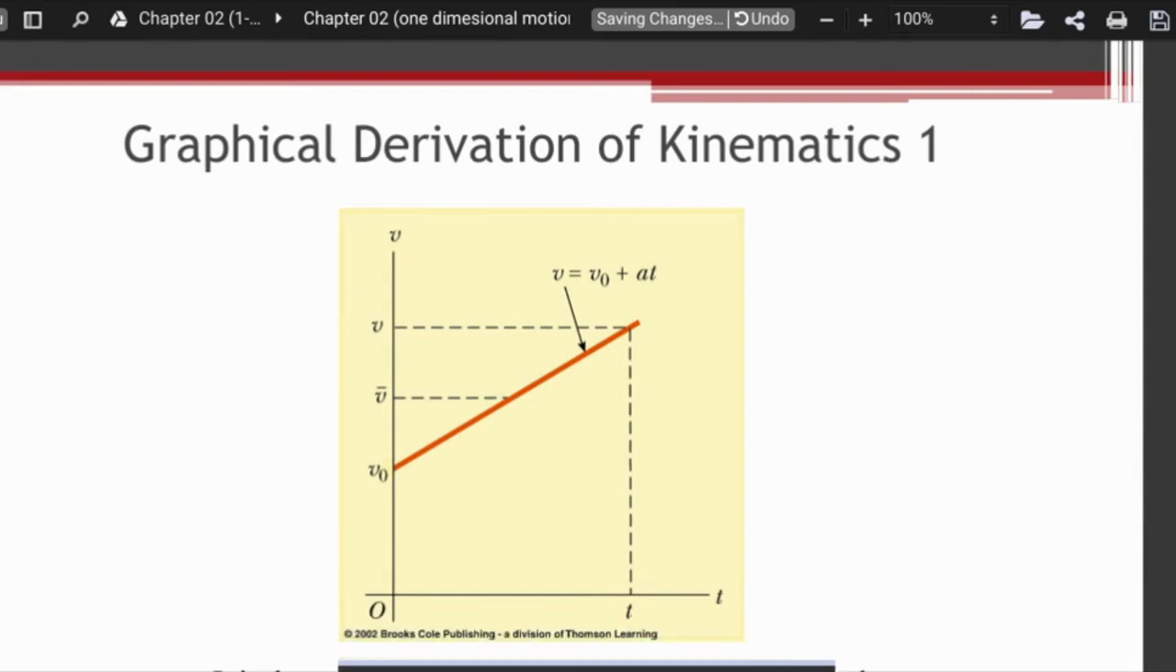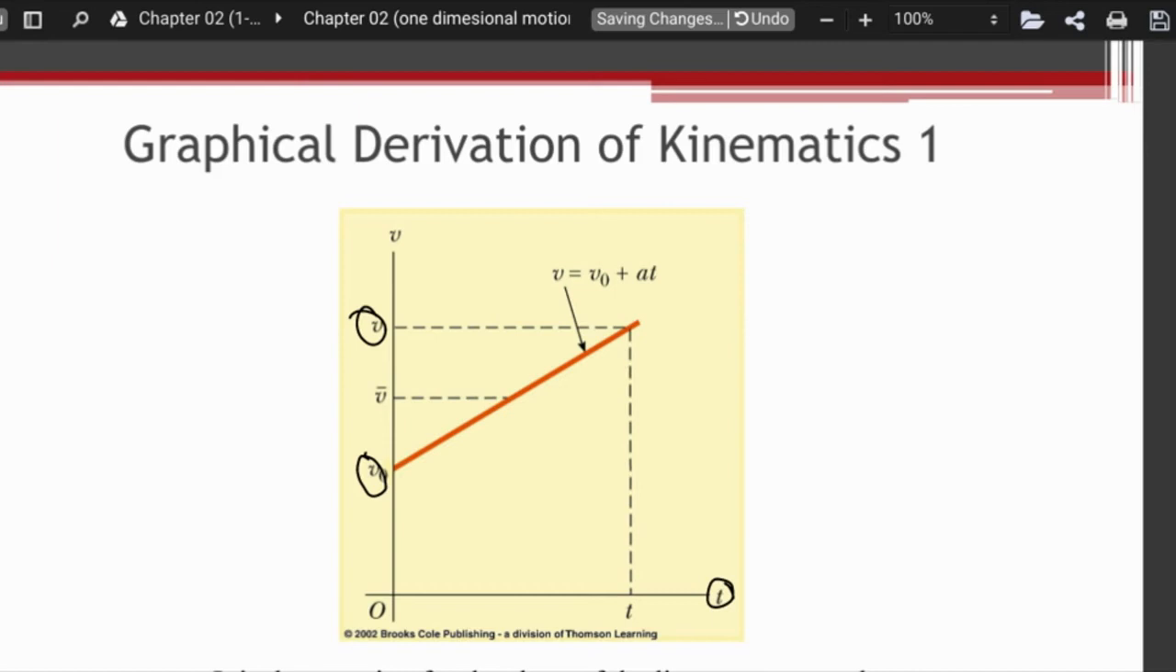An alternative way of deriving kinematic 1 is to look at it in terms of graphing. We've been talking about what a graph of velocity versus time looks like and what a graph of position versus time looks like and how we convert between the two. You can see that here on the screen. We have a velocity versus time graph. The y-axis is the velocity. We have initial velocity, we have final velocity, and the x-axis is time.